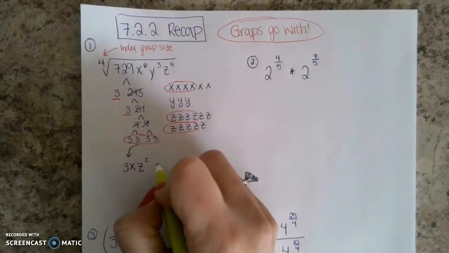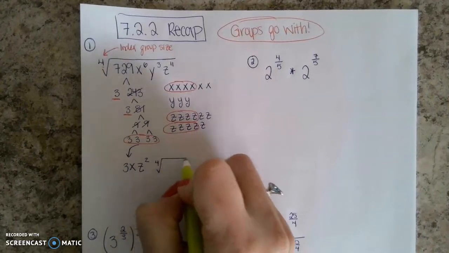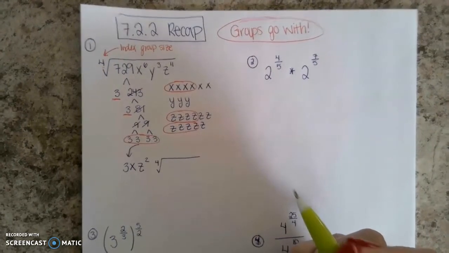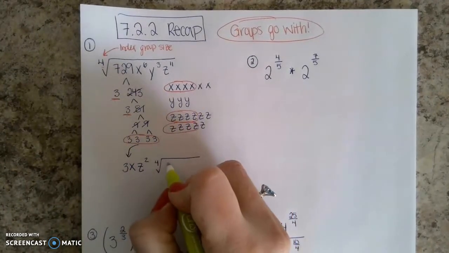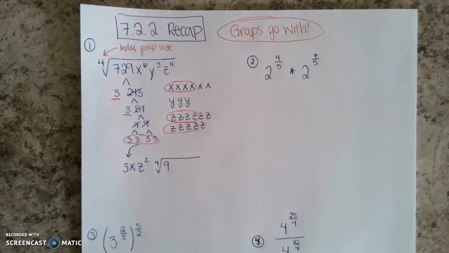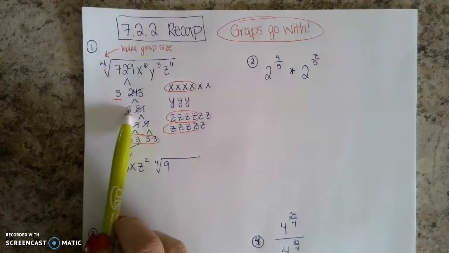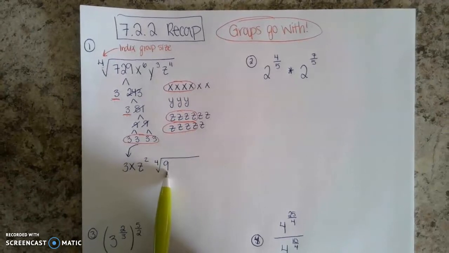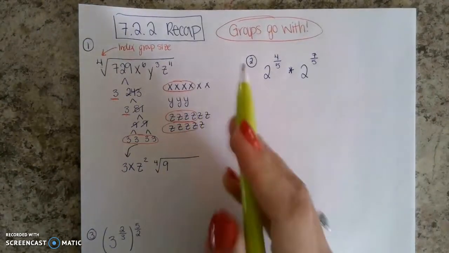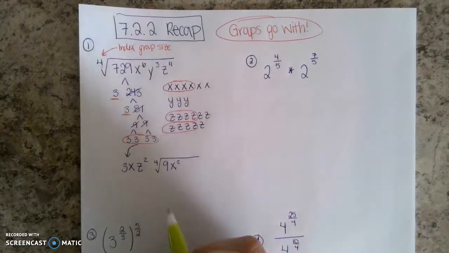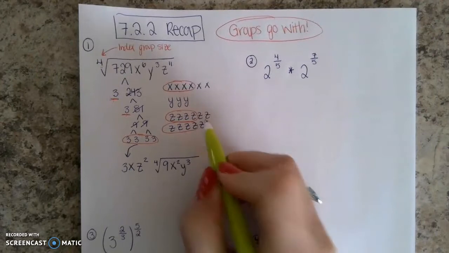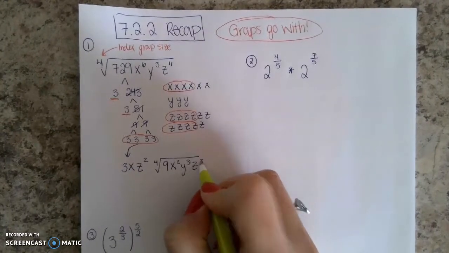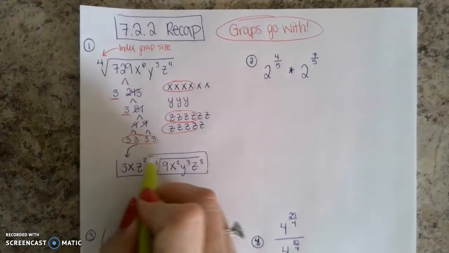So now I need to look at my leftover pieces, and those are going to go back underneath my radical. This 3 times 3 I'm going to put underneath my radical as a 9. Remember, we multiply to put things back together. So again, 3 times 3 was left over, and I put it underneath my radical as 9. I have x squared left over, y to the 3rd left over, and z to the 3rd left over. And this is our final answer.